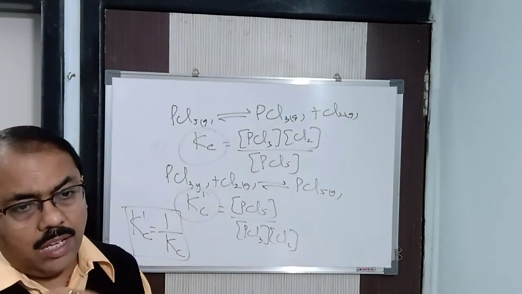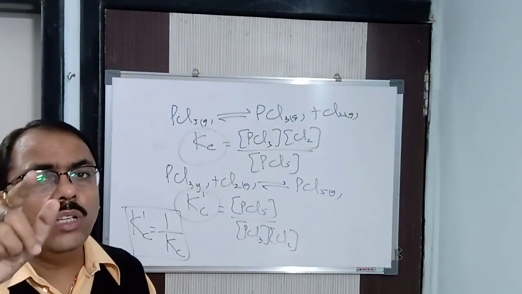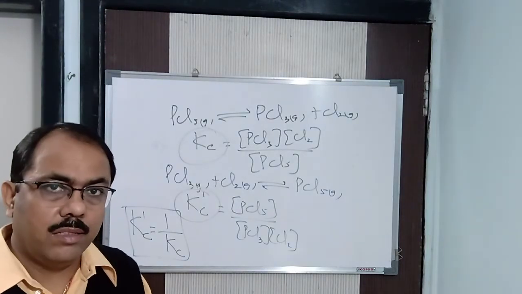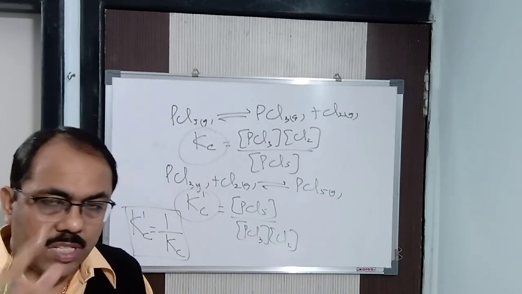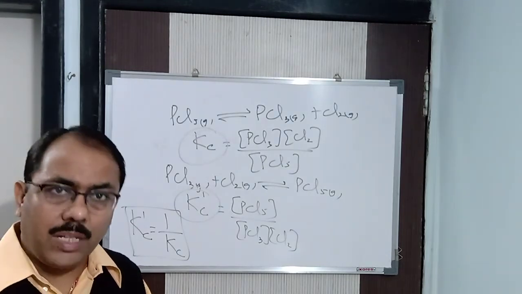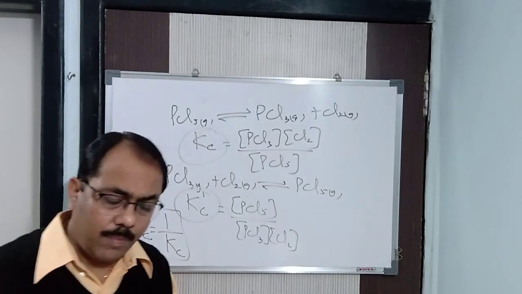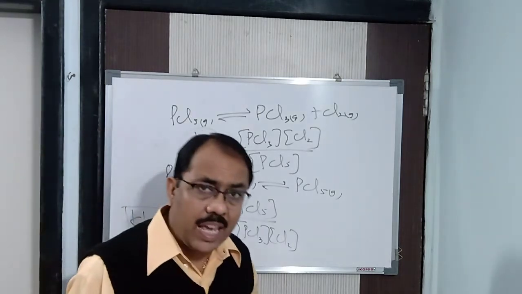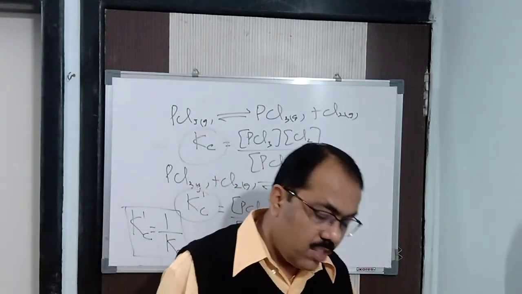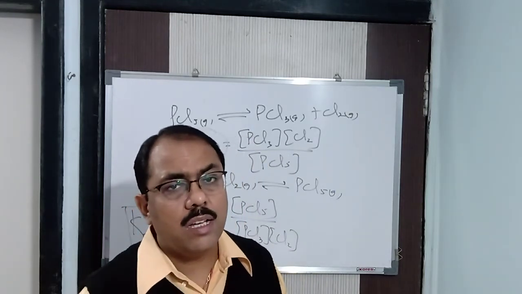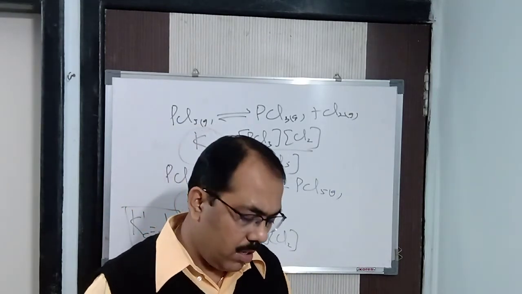Nth root means K dash is equal to K to the power 1 by n. That's it. Square root means 1 by 2. Cube root means 1 by 3. So nth root means 1 by n. So if a reaction is divided by n, any value, then the new equilibrium constant will be the nth root of the original one. We can say that.